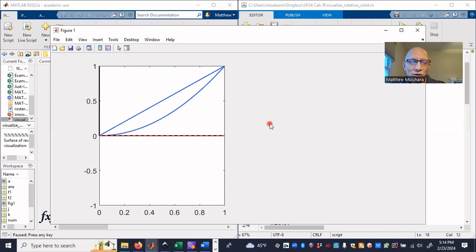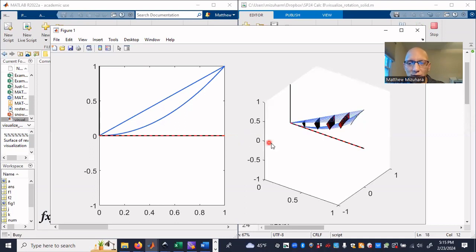Now, I think this was maybe example 5 or so that we did together. I'm going to rotate this region, from 0 to 1, where I have the line y equals x and the line y equals x squared. I'm going to rotate this around the x-axis. You see that red dotted line representing where I'm going to rotate. Let's go ahead and do that.